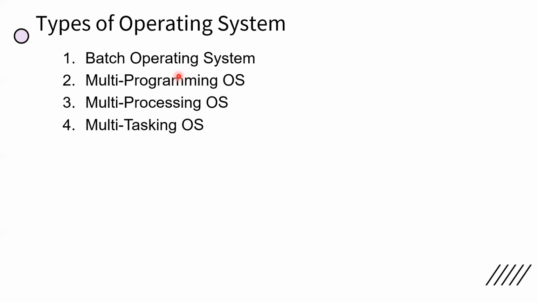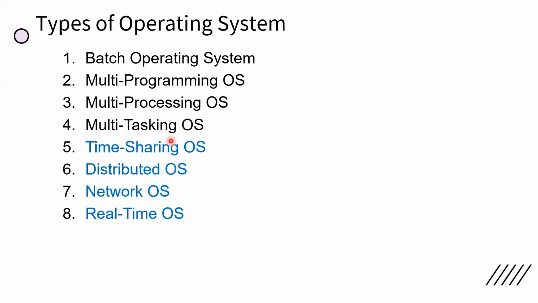In the previous session, we discussed the different types of operating systems, including batch operating systems, multi-programming operating systems, multi-processing operating systems, and multitasking operating systems. In this session, we are going to discuss four other types of operating systems: time-sharing operating system, distributed operating system, network operating system, and real-time operating system.